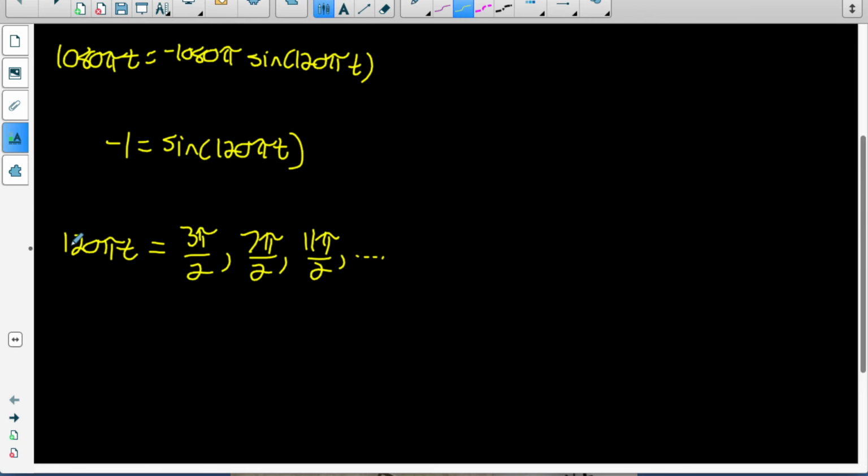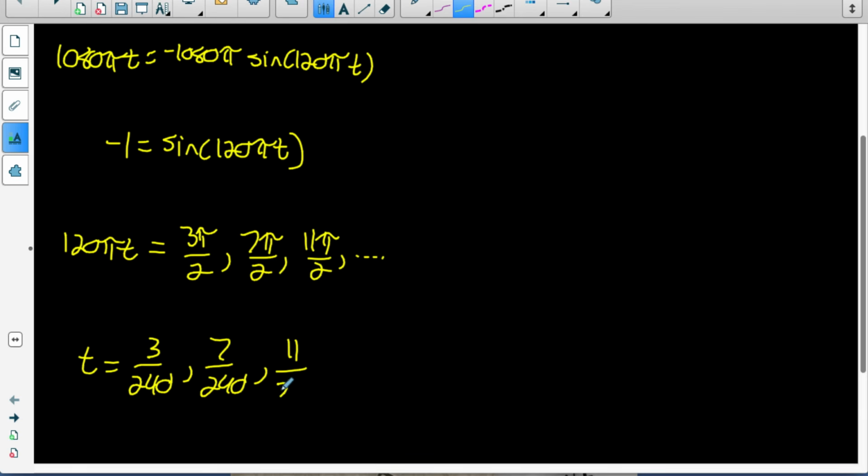So how can I make this input, right? How can I make this angle, the 120 pi t, equal to these? Well, let's isolate t by dividing the 120 pi to the other side, and I get t equals 3 pi over 2 divided by 120 pi, that's 3 over 240. Divide the second answer by 120 pi, I get 7 over 240, and so on.